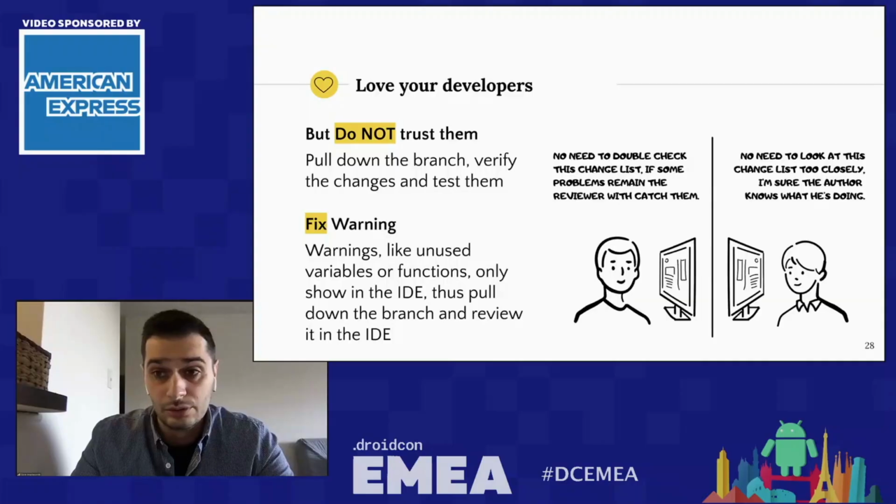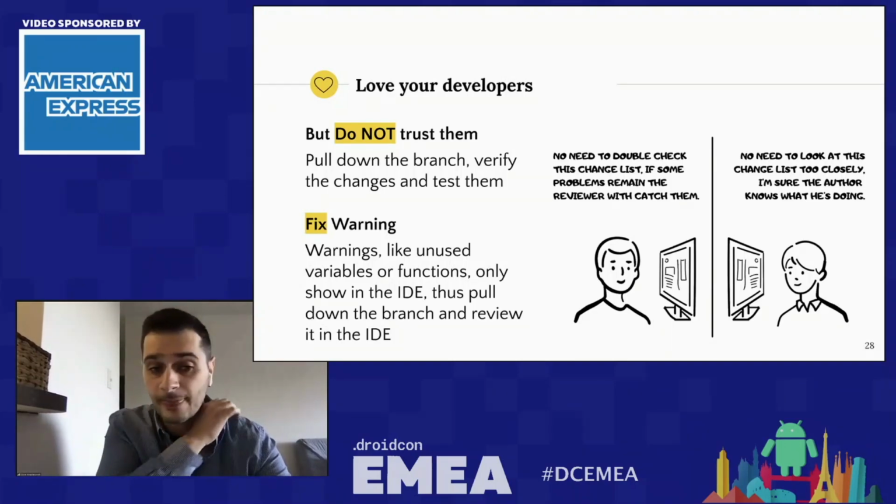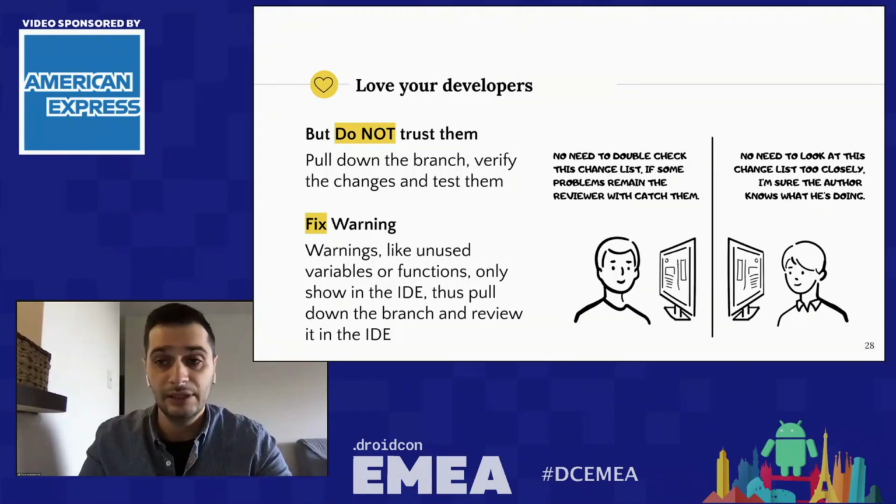The last rule says, love your developers, but do not trust them. Just like you, your developers are busy. They might be working on several tasks at the time. They might be juggling several things at the same time. They might even be working from home and have kids. So it is normal for them to make a mistake. We all make mistakes, but it is your job as a team lead to catch those mistakes.